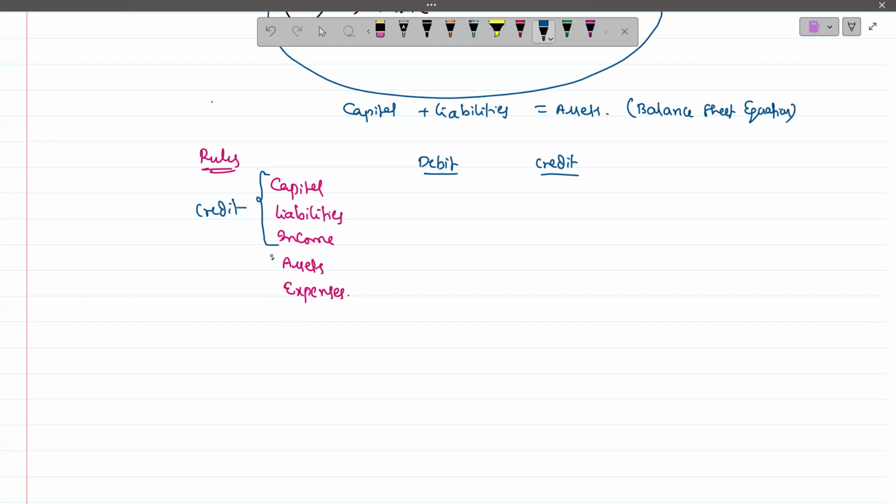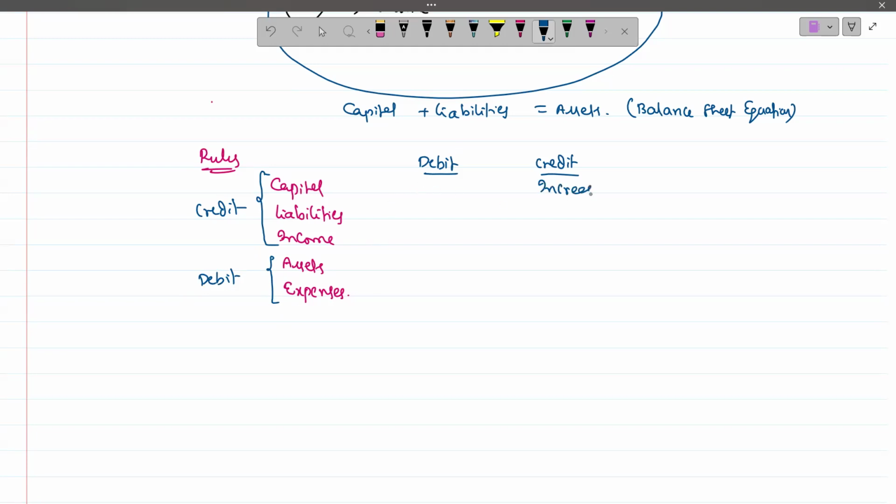That's why income is also treated as credit. And assets are providing benefits to the entity in the future. Expenses are providing services to the entity. So that's why these two are considered as debit. So always remember, capital, liabilities and income are covered under credit, and assets and expenses are covered under debit.